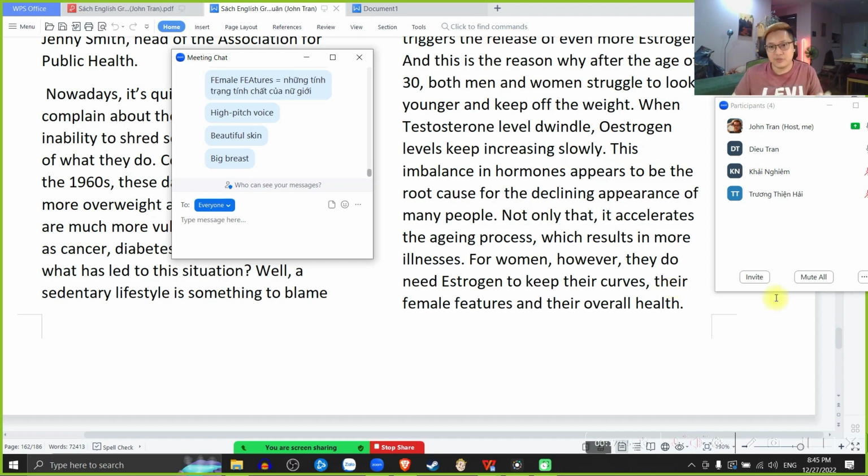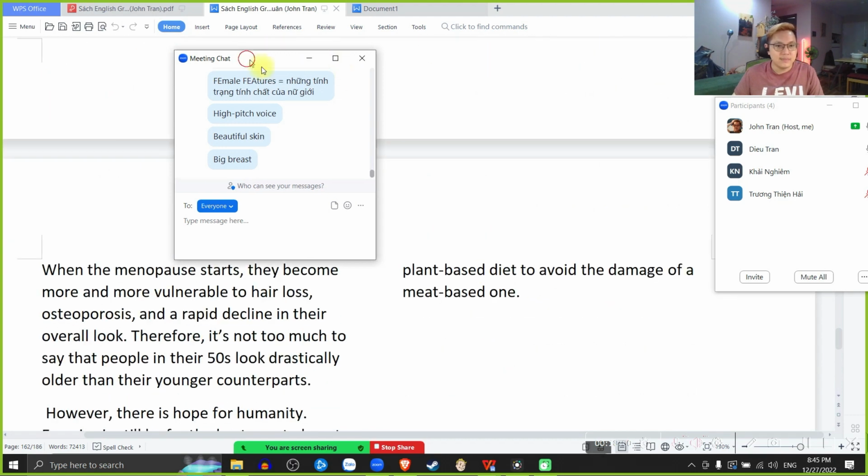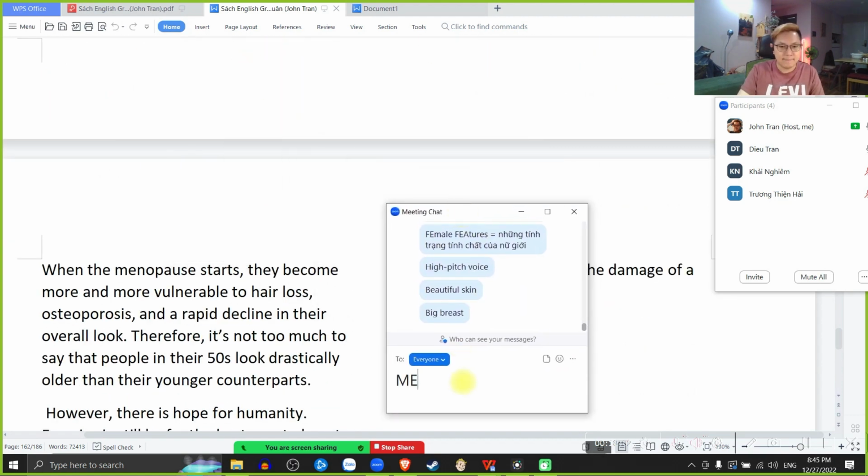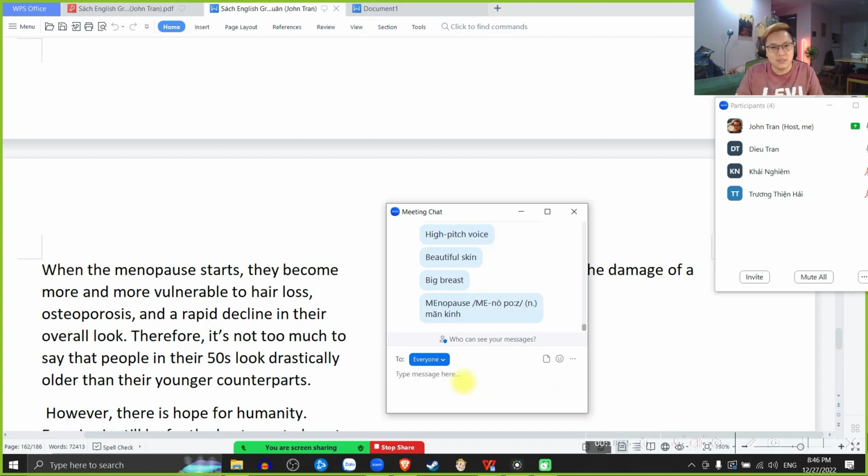Đó là những female features và sức khỏe nhìn chung của họ. When the menopause starts, khi mà menopause là mãn kinh. Khi mãn kinh bắt đầu, they become more and more vulnerable to hair loss. Họ ngày càng trở nên dễ bị ảnh hưởng với việc mất tóc, rụng tóc.